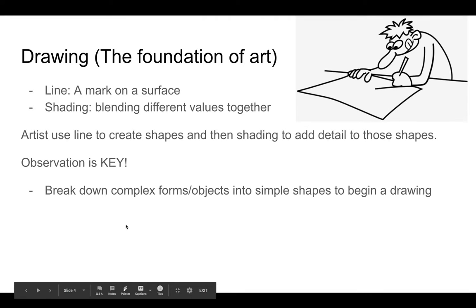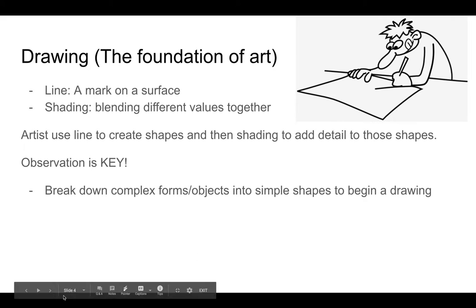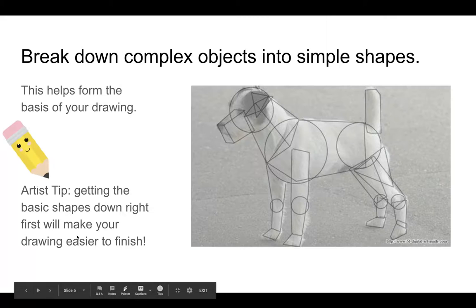Okay, so we know that drawing is the foundation of art, and we know about line and shading. These are very important because anytime we're trying to make a piece of art, we're probably going to start with drawing. So we're going to use lines to create shapes, and then we're going to add details to those shapes. Now remember, observation is key. You've got to be paying close attention to what you're trying to draw. I suggest breaking down complex forms and objects into simpler shapes, and I'm going to show you what that looks like on the next slide.